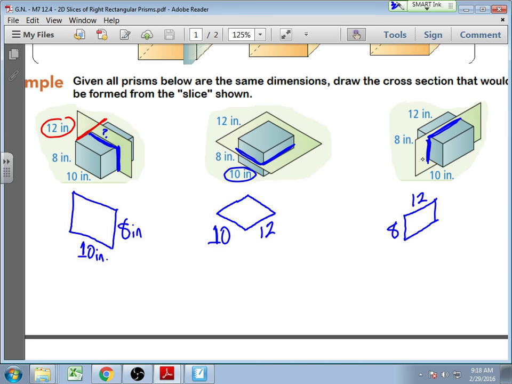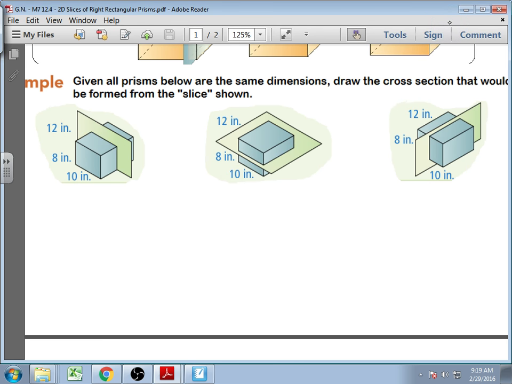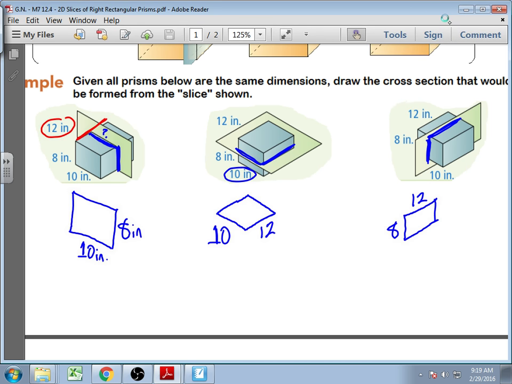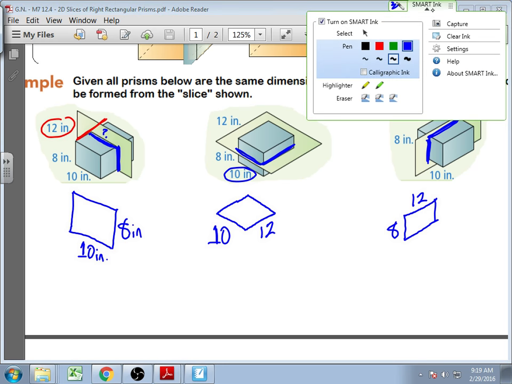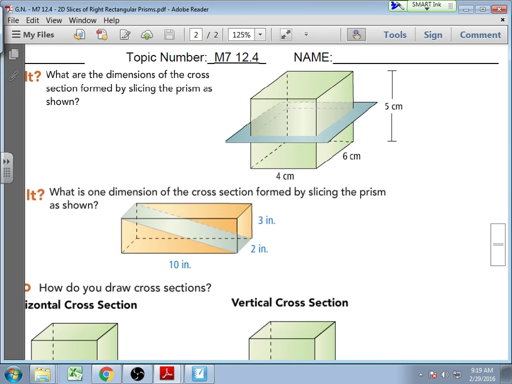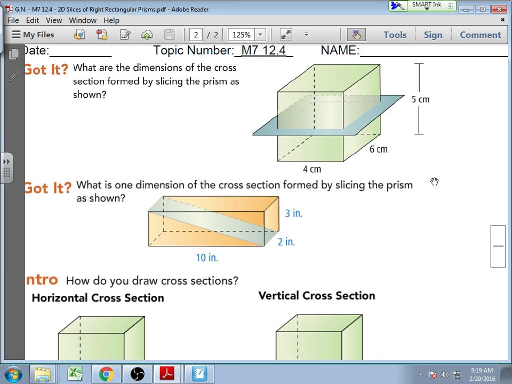If you are having issues on that, please identify that you might need some extra practice. So go to the back. Check out the Got It there. What will be the shape that we get when we cut into that and what will be the dimensions of it? Sometimes you have to think about the dimensions first before we can think about the shape.